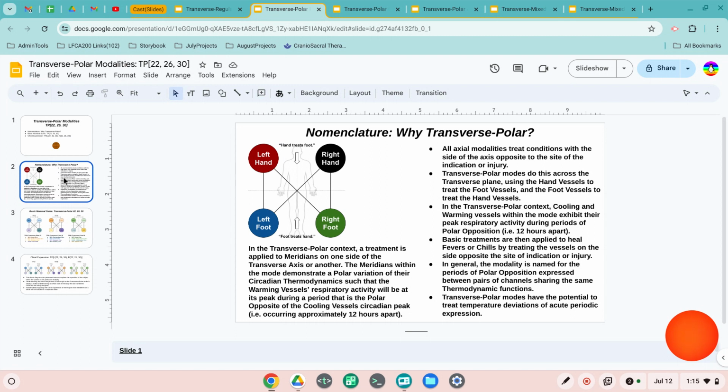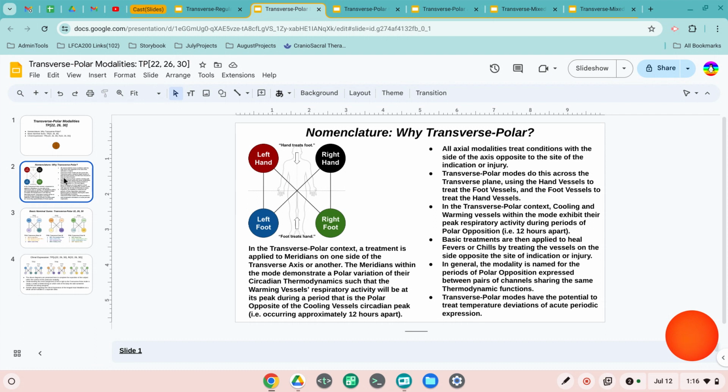For the purpose of reinforcing the academic values given, a reading of the description behind the motives for the nomenclature will be provided here. The caption for the diagram found on the lower left-hand side reads as follows. In the transverse polar context, a treatment is applied to meridians on one side of the transverse axis or another. The meridians within the mode demonstrate a polar variation of their circadian thermodynamics, such that the warming vessel's respiratory activity will be at its peak during a period that is the polar opposite of the cooling vessel's circadian peak, occurring approximately 12 hours apart.